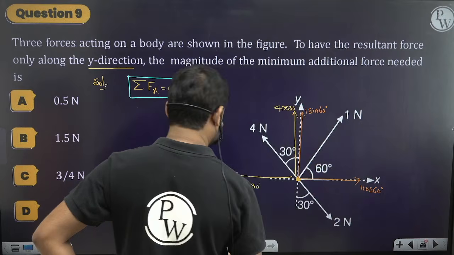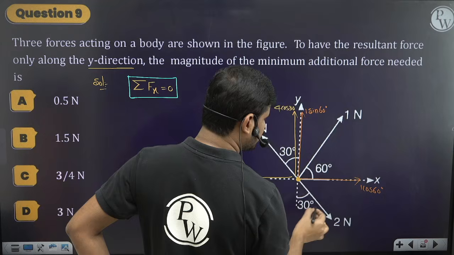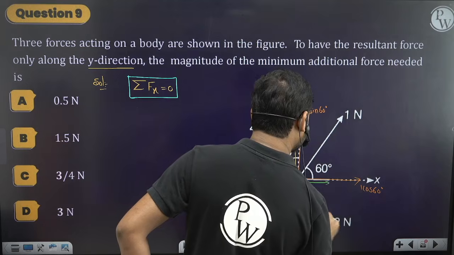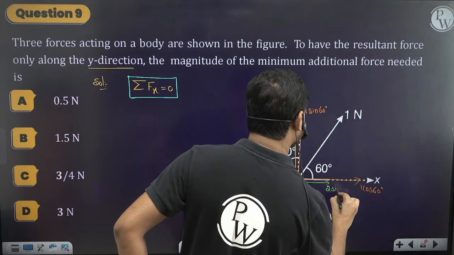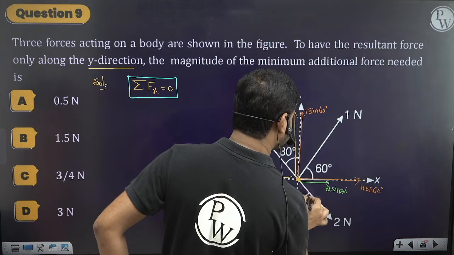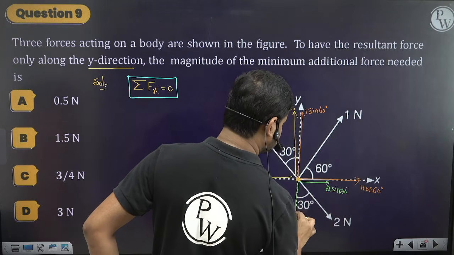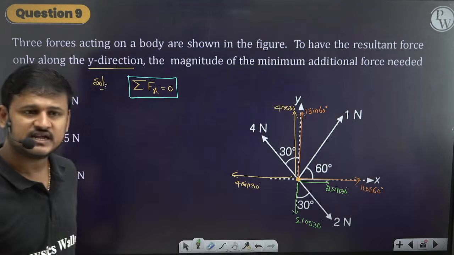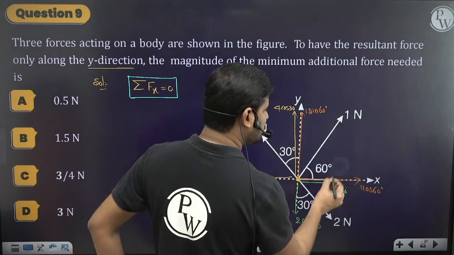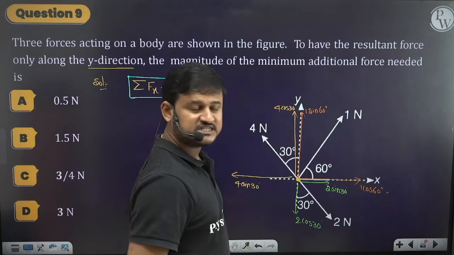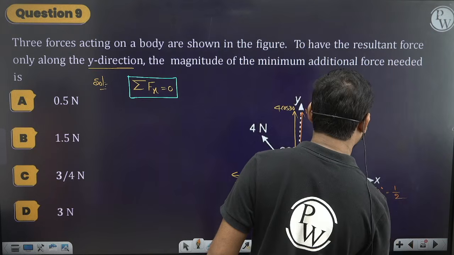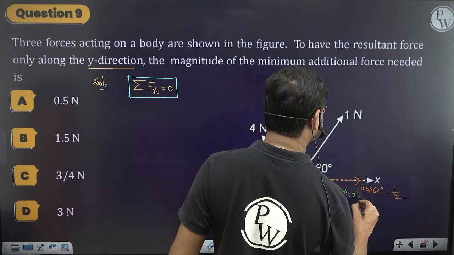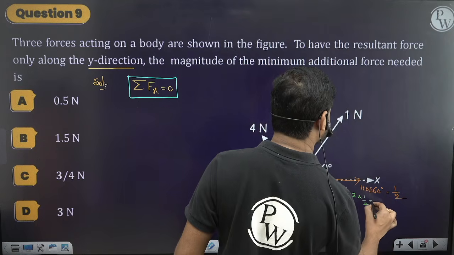Next, let's use a different color, green. For this one, this side we get 2 sin 30, because theta is not there, that's why sin 30 degrees comes this side, and this side 2 cos 30. So the components are clear. Now let's find their values. First, 1 cos 60. Cos 60 means 1 by 2. Then 2 sin 30: 2 into sin 30 is 1 by 2, which is nothing but 1.